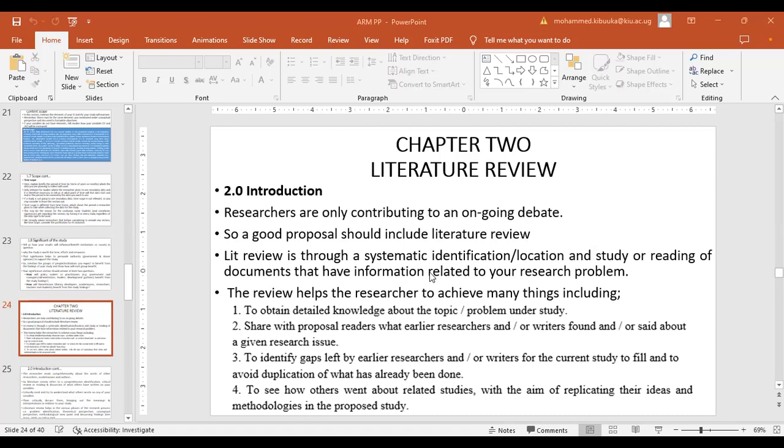So we said here that literature review is a thorough systematic identification or location and reading of the documents that have information related to your research issue or research problem.